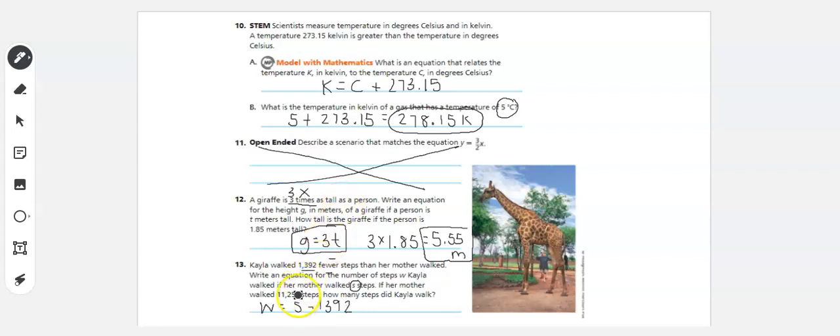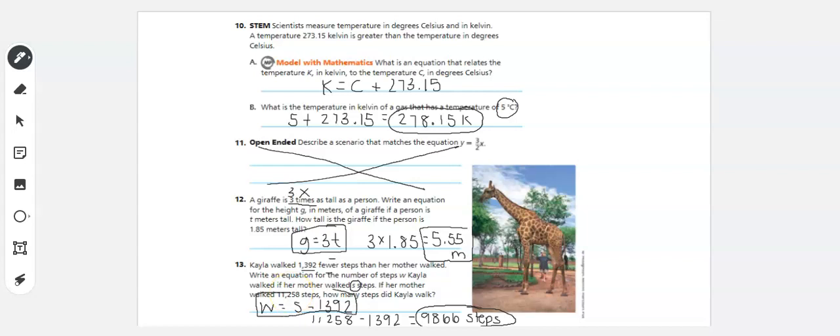And they want us to plug this number in right here. So we have 11,258 minus 1,392. And that equals 9,866 steps. So we have the answer with the plug-in, and we have the equation.